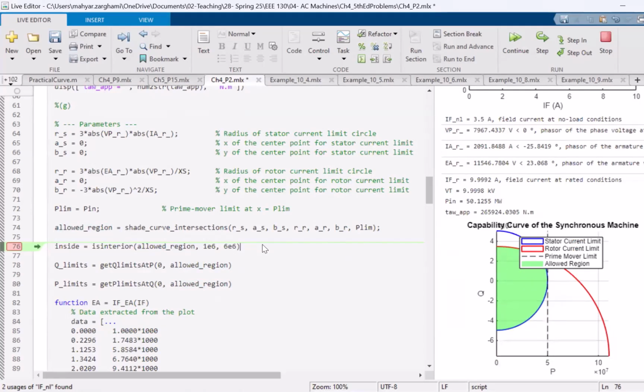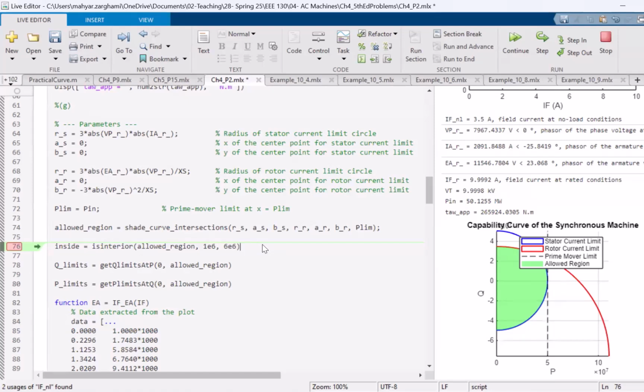So any P or any Q that you're demanding from your generator, if it falls inside this shaded area, it's allowed. You can ask your generator to generate this much P, this much Q, as long as it's inside that area. Okay? So that's actually the next function that I'm going to explain here.